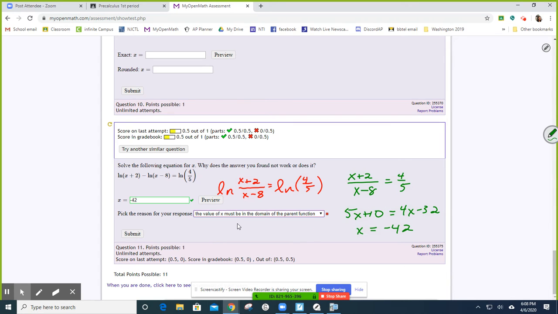And what this means is ln can just work on positive numbers. So whenever I put a number in here, if it gives me a negative, like this will give me a negative 40 and that'll be a negative 50, it won't work. So the value of x must be in the domain. That means it has to work up here in these. If it doesn't work up here in these, you can't do it. So that's your answer for that one.